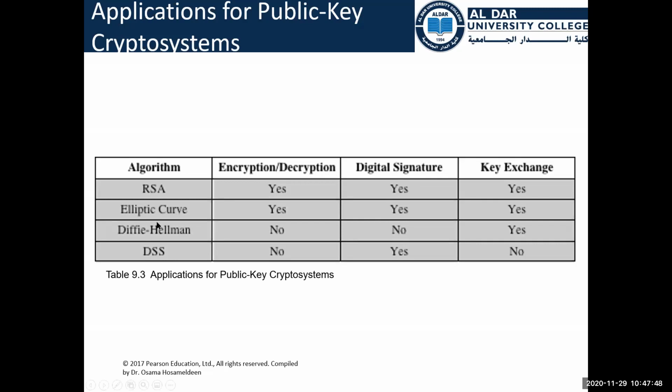The last one is DSS, and DSS is just digital signature. So it is used for digital signature only. It cannot be used for encryption and decryption. It cannot be used for key exchange. So these are the public key encryption types, and we will explore all of them in the upcoming lectures, inshallah.